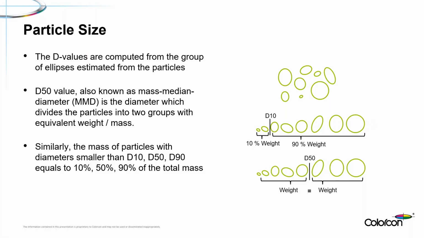This comes originally from sieve analysis, where we don't have the opportunity to count the number of particles in a sieve, just to measure the mass of particles within that sieve. So that's why this D10, D50, D90 approach is used and has been used for a long time, and more than likely will continue to be used for a long time in particle processing industries.